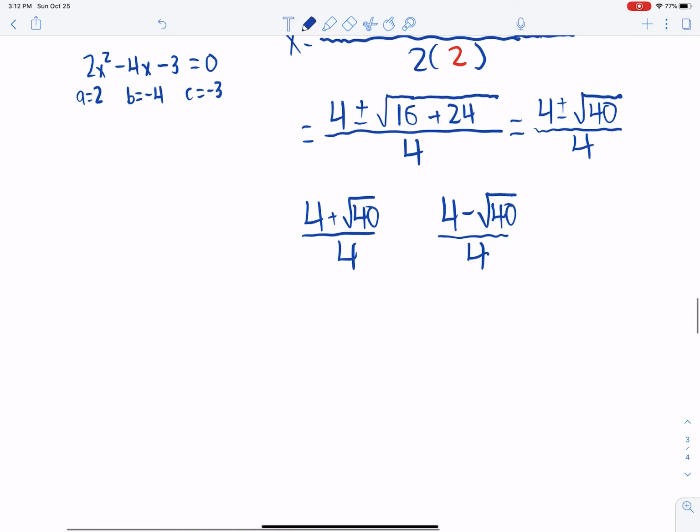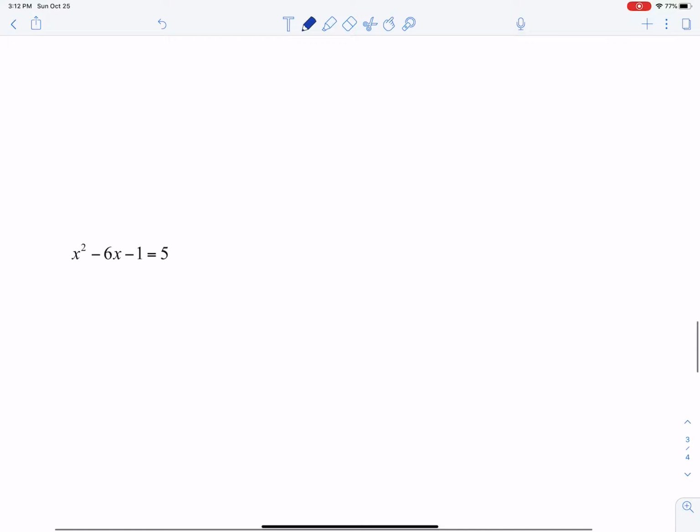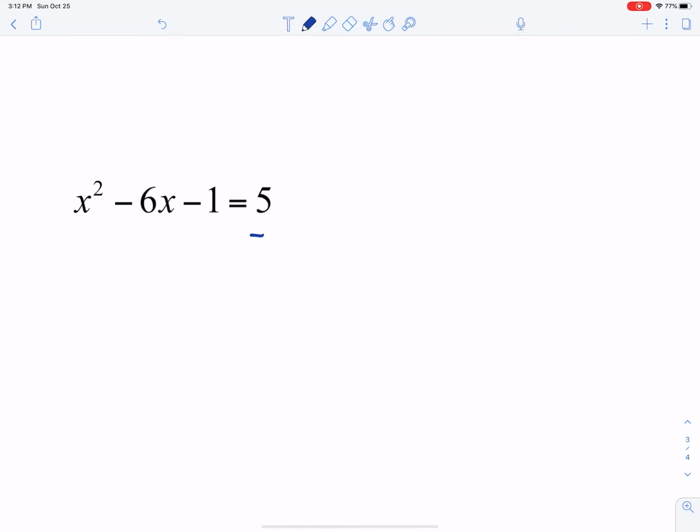Let's take a look at one more. Here we have x squared minus 6x minus 1 equals 5. Again, we need it to be equal to 0. So to get it equal to 0 so that we can use the quadratic formula, we subtract 5 from both sides. That gives us x squared minus 6x minus 6 equals 0.